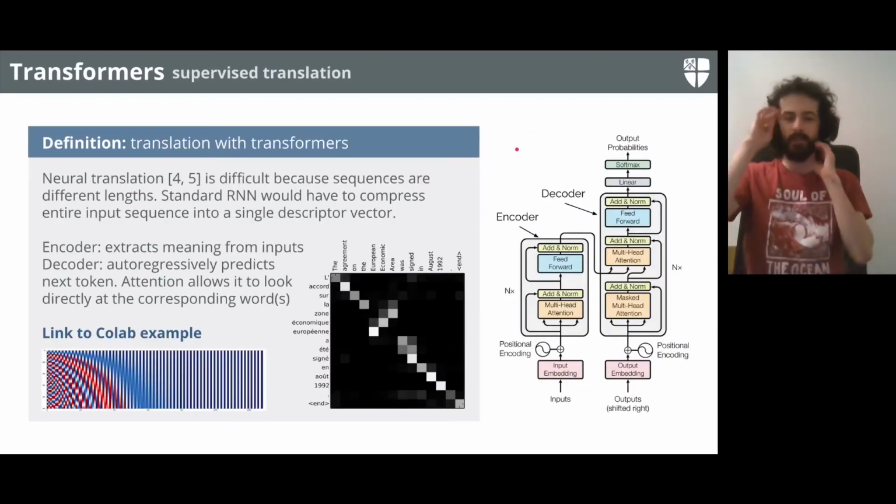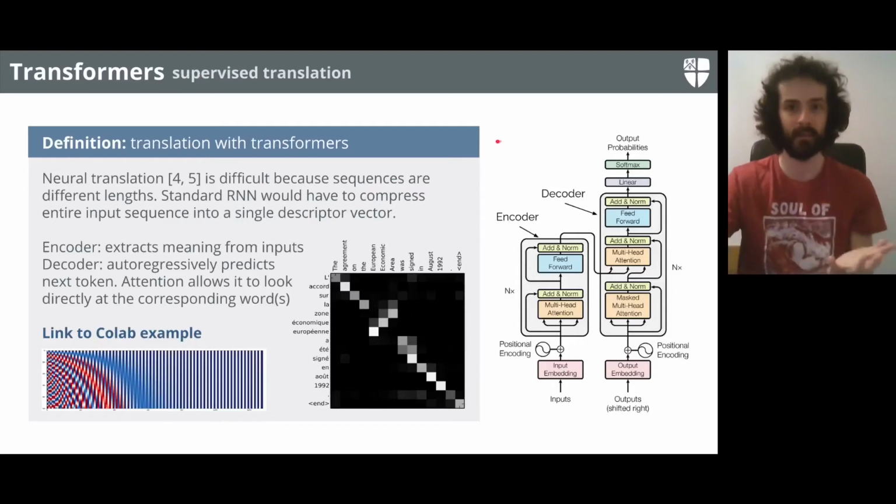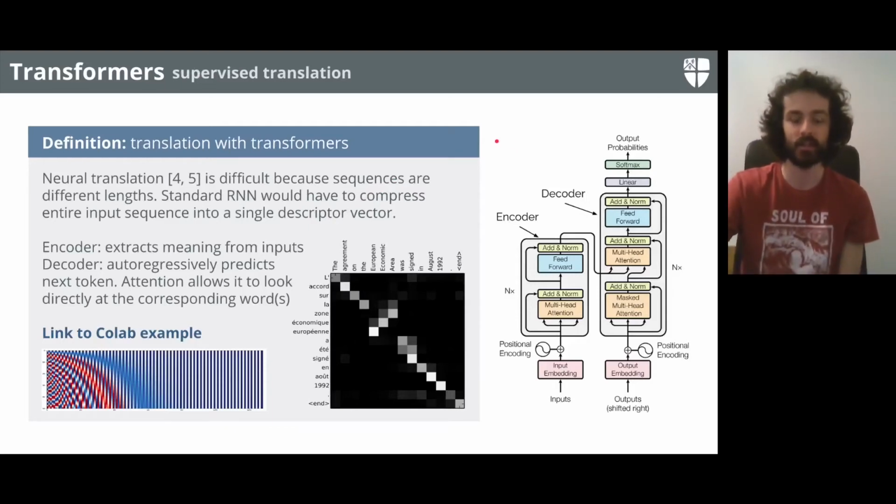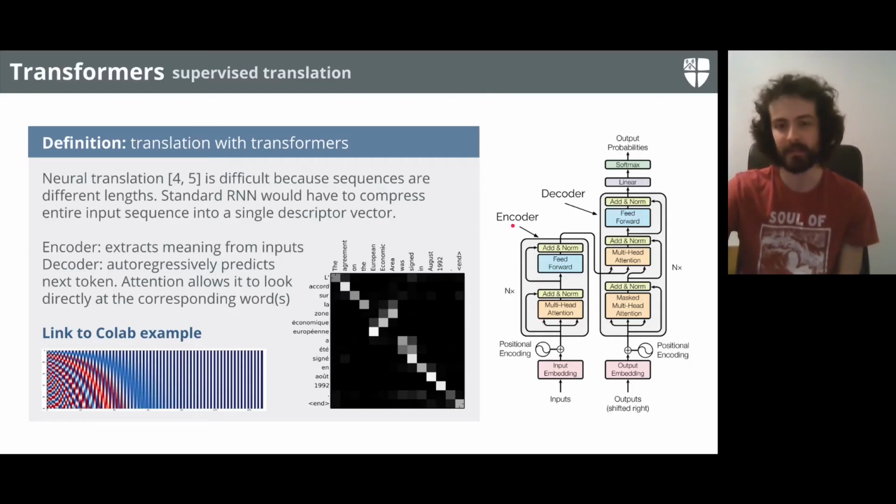So what can we do with this? Well, one of the common things we've spoken about throughout is translation, and this is the original "Attention Is All You Need" paper where transformers come from. This is what they proposed, this architecture, and it's split into this encoder and decoder architecture.